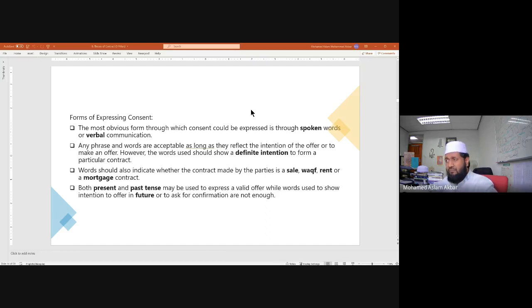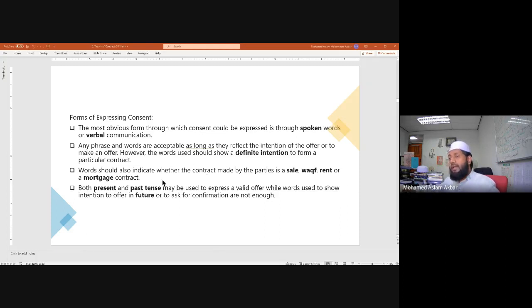It has to be definite intention, not for example boleh, possible, I will think about it, I'm still thinking, I'm still negotiating, I need to ask my father, I need to ask my wife. These are not definite intention. All right, these things cannot be there. So when you do that, definitely the contract won't happen. When you say I'm thinking, definitely the contract is not happening until you are firm and you say okay, I'm good now, I have decided I want to buy. So these are the definite words.